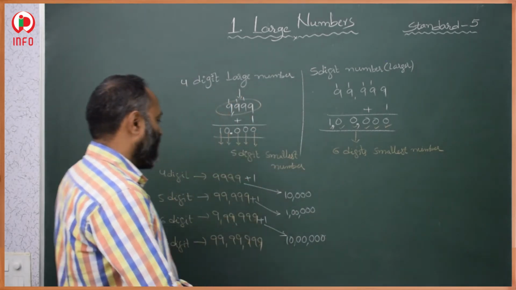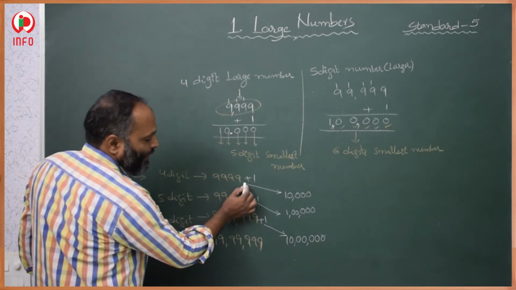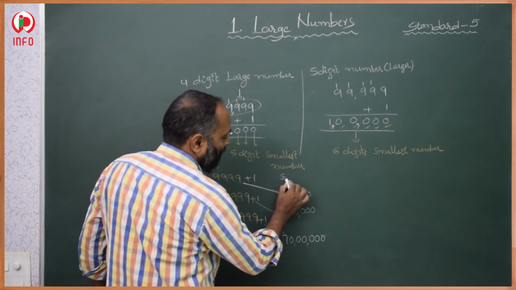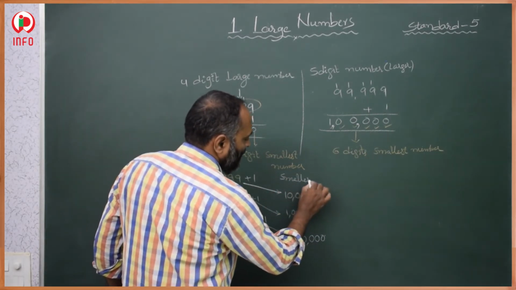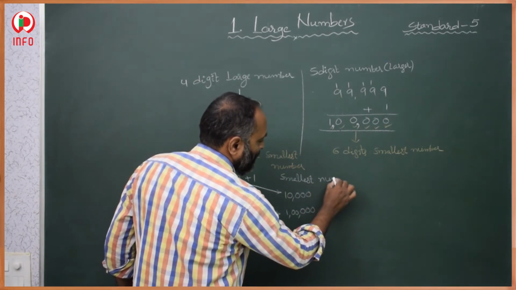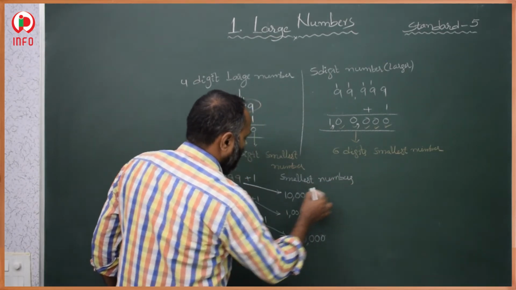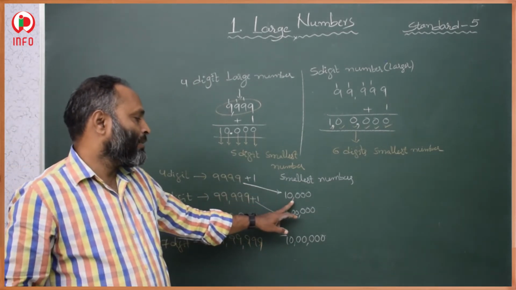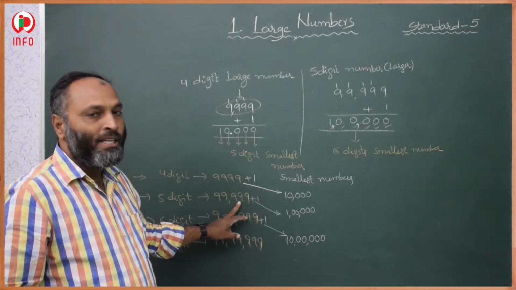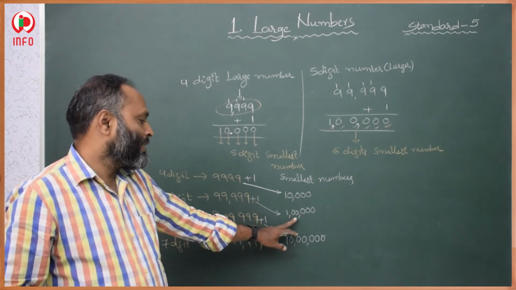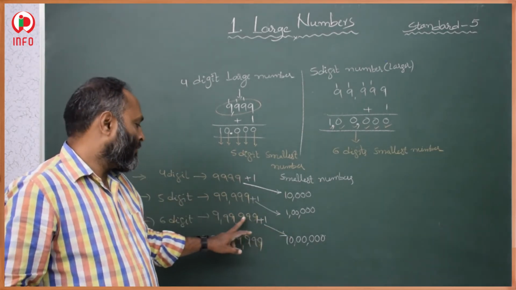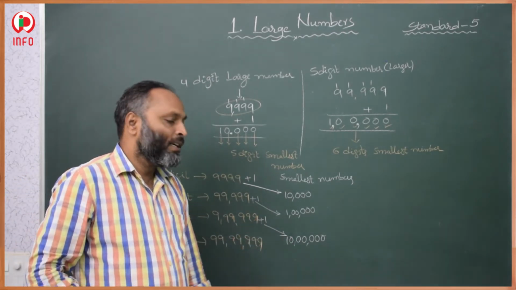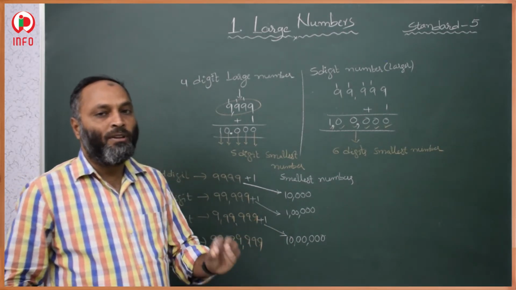In that way, if plus 1 is added to the 4-digit greatest number, we get the 5-digit smallest number. If plus 1 is added to the 5-digit greatest number, we get the 6-digit smallest number. If plus 1 is added to the 6-digit greatest number, we get the 7-digit smallest number. You have to keep this in your mind.